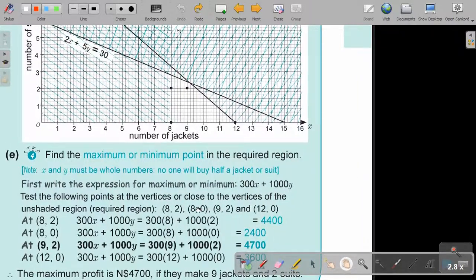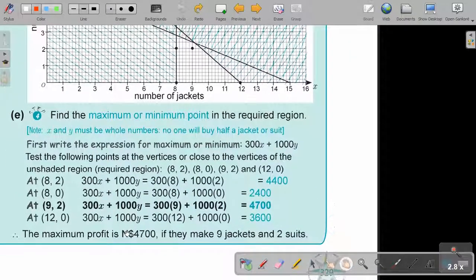And then don't forget that previous expression, and then I just test that points. And the question was, if I go back to the previous page, or I'm just going to read it for you, calculate the maximum profit. So I'm going to look, what is the biggest amount? It's 4,700. So I'm going to say the maximum profit will be if they make 9 jackets and 2 suits. 9 jackets and 2 suits.